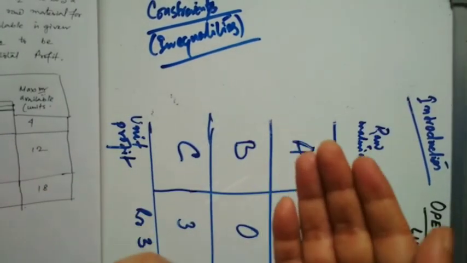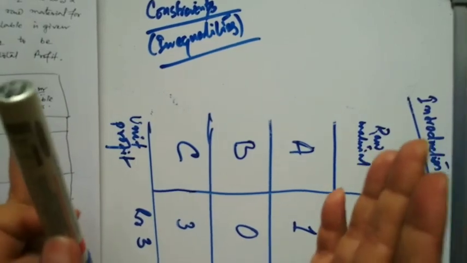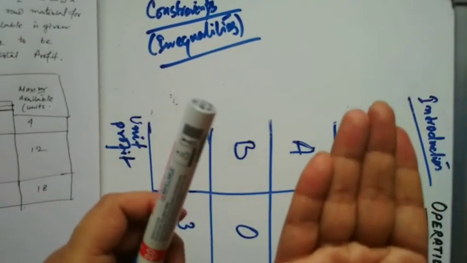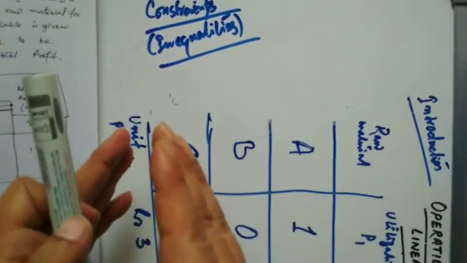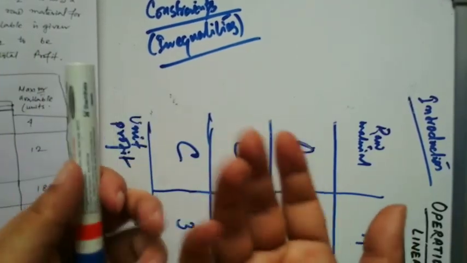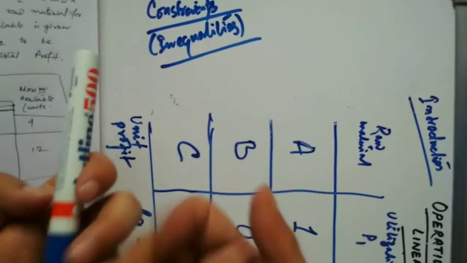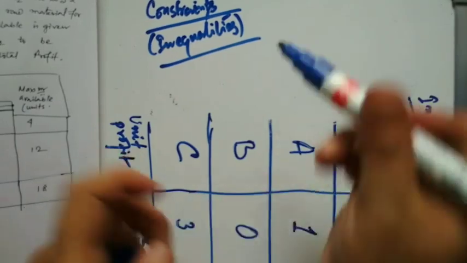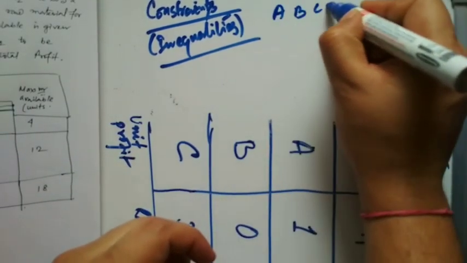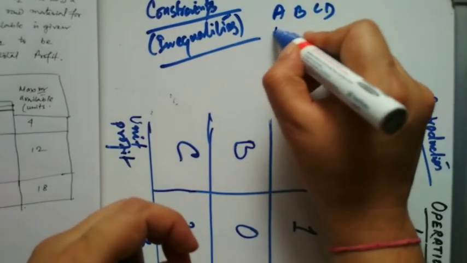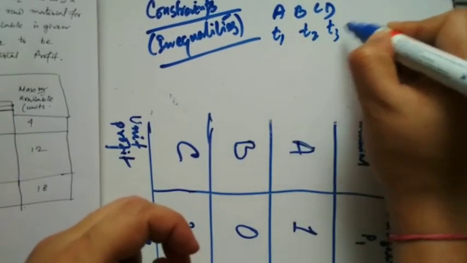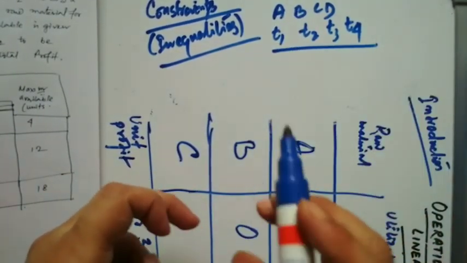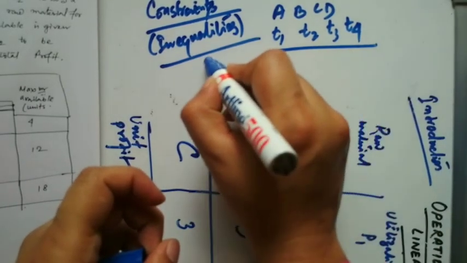What are constraints? Constraints are the restrictions imposed on decision variables. You already know what decision variables are, and these are the restrictions on those decision variables. This may be in terms of availability of raw materials, machine hours, man hours, etc. Suppose each of the items A, B, C, D requires time T1, T2, T3, T4. These are the machine hours to produce these products. Now the total machine hours available are T. Let's say capital T is the total machine hours.